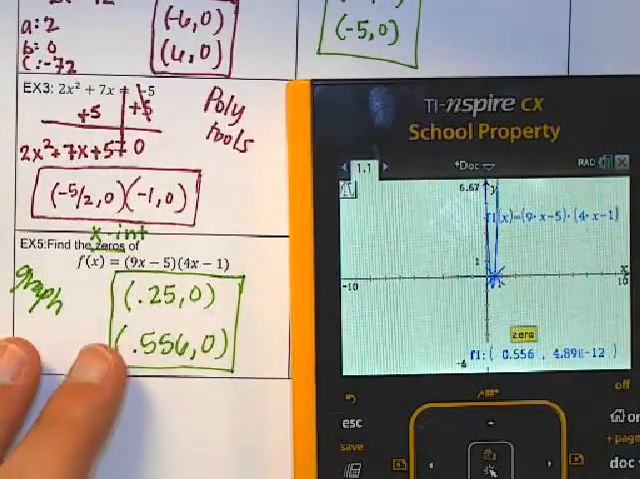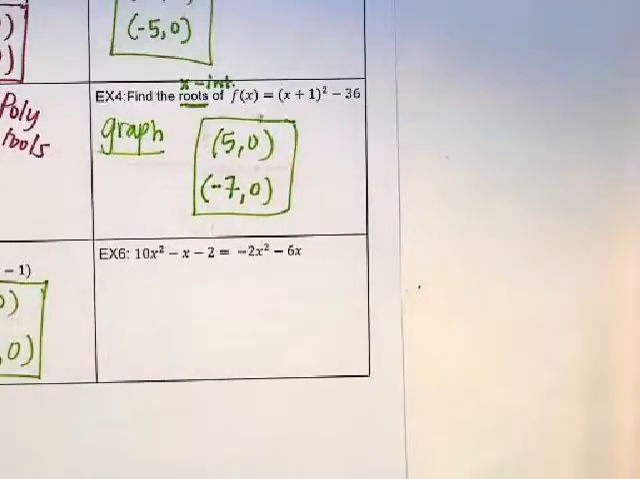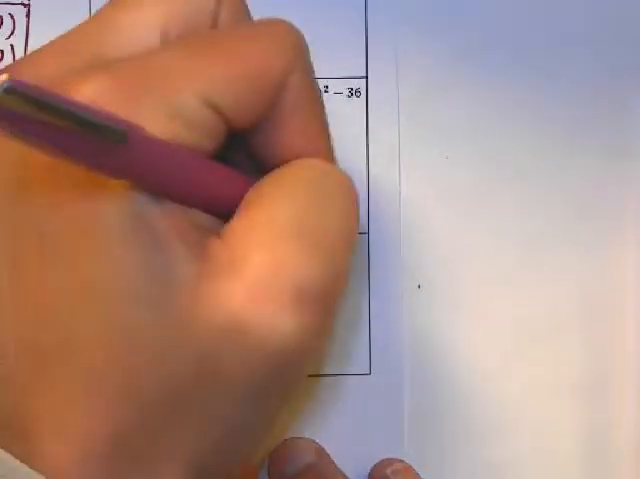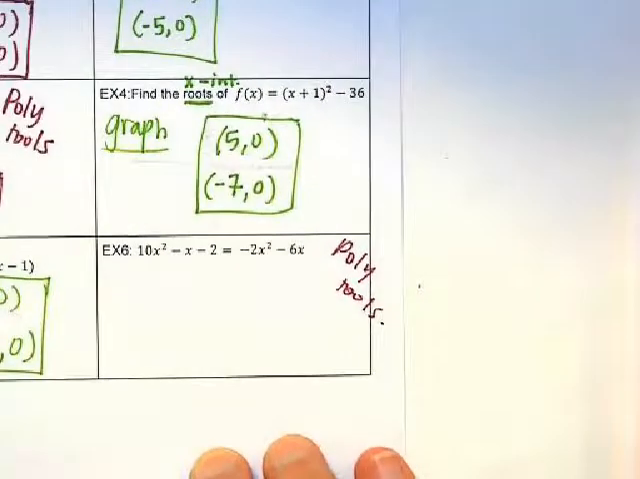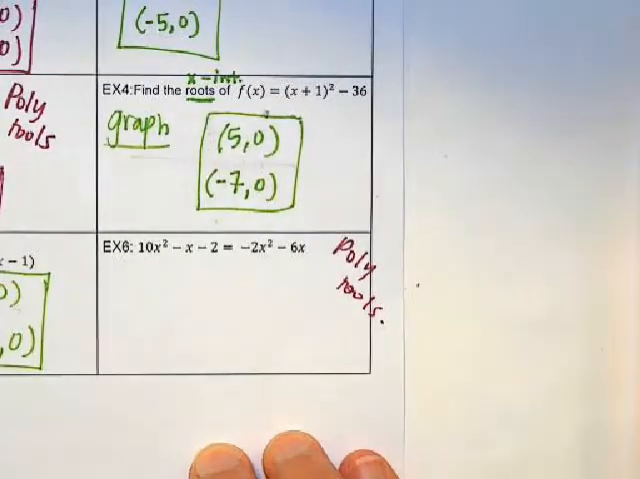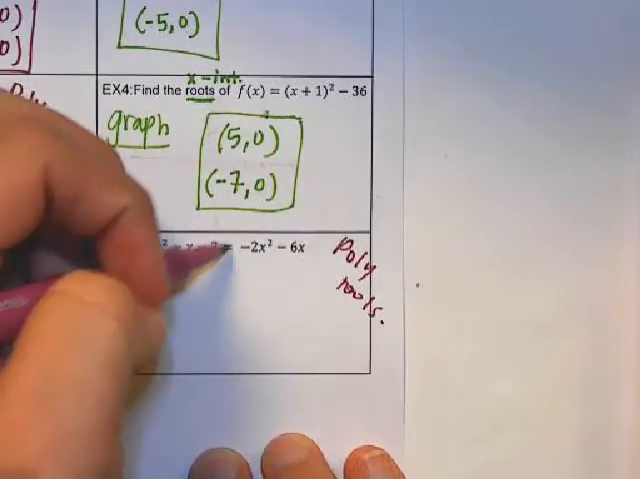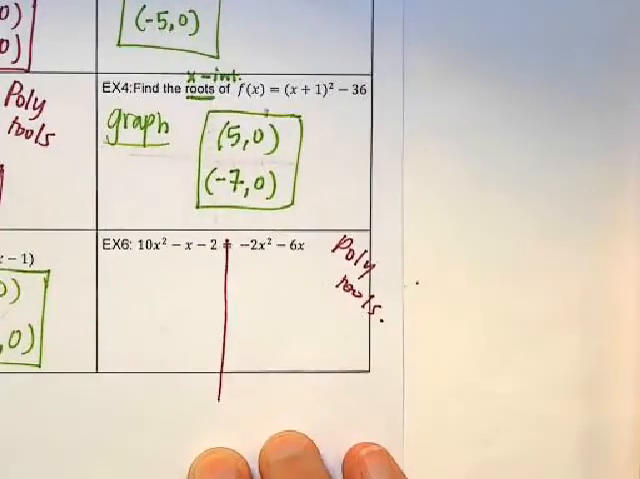Okay? Okay, number 6. Is this going to be a graph or polynomial tools? Poly tools, how do you know? Does it have the parentheses? Perfect, does not have parentheses. Is it ready to be put into polynomial tools? No. No, what do I need to do? I need it to equal to 0.